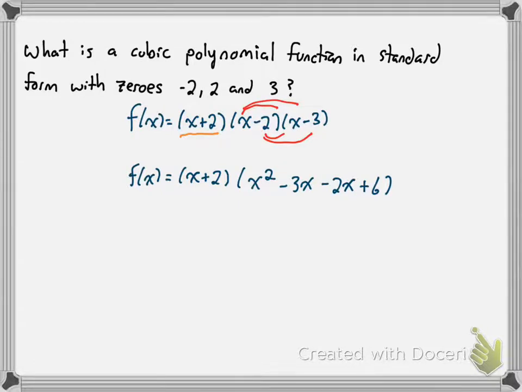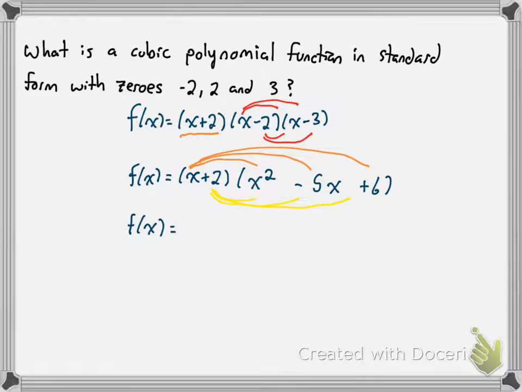Just to make my life easier so I'm not multiplying out 4 terms in this last parentheses, I'm going to combine the -3x and -2x to give me minus 5x. So I'm left with x plus 2 times the quantity x squared minus 5x plus 6. What's left to do here is I'm going to distribute out this x to every term, and I'm going to distribute out this 2 to every term. So I should be left with 6 terms in the end before I combine.